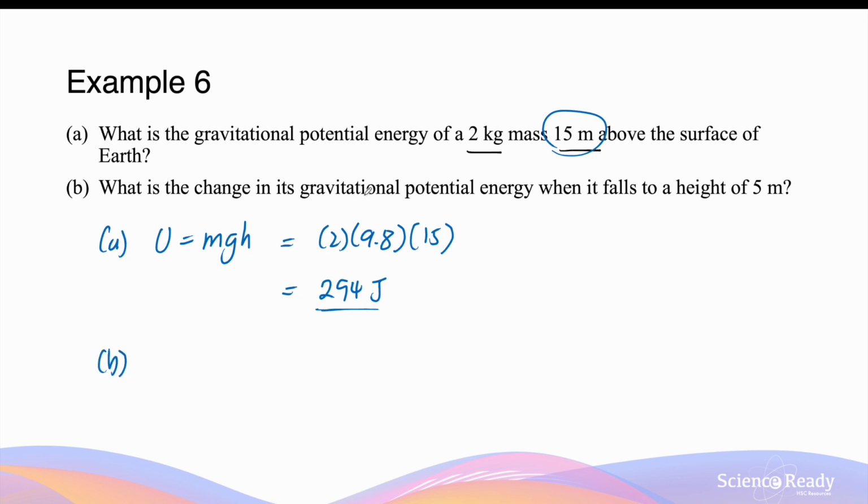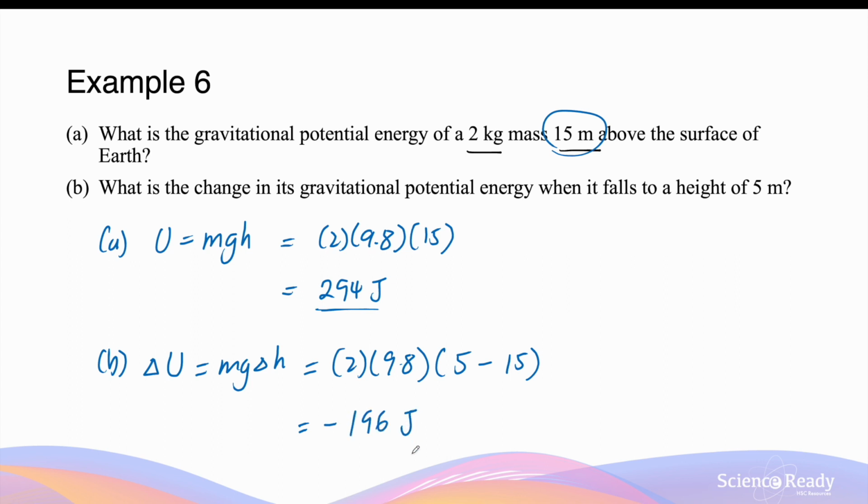What is the change in gravitational potential energy when it falls to a height of 5 meters? Well, the change in potential energy is equal to mgΔh, the change in height. The mass and the value of g remain constant, and the change in height here is the final height of 5 meters minus the initial height of 15 meters. This gives a value of minus 196 joules.